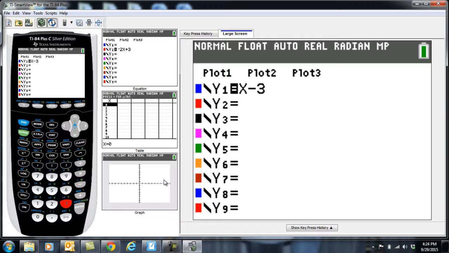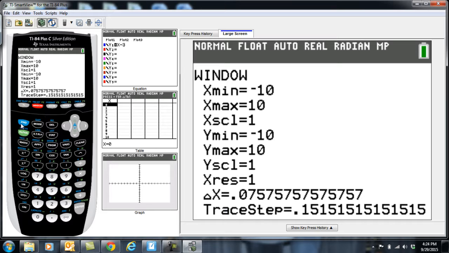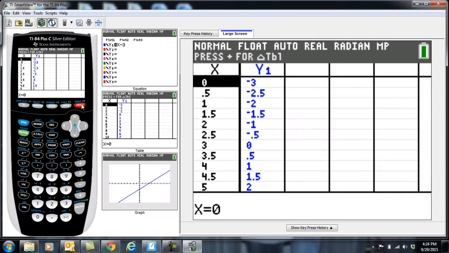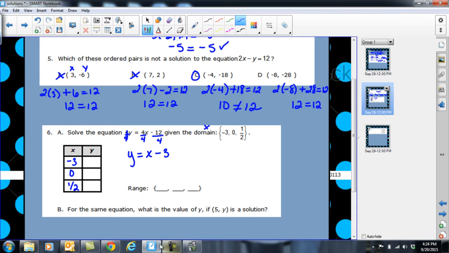And then what I'm going to do, I have to change a few things. I lied. I'm going to press second and then window. And I'm going to have this thing where it says triangle table. Remember, that triangle means change in, so the change in the table, I want it to change by 0.5 because one of my numbers was a 1/2, and I want to be able to see that. And to look at my stuff, I'm going to do second graph so I can see what's going on with my problem.